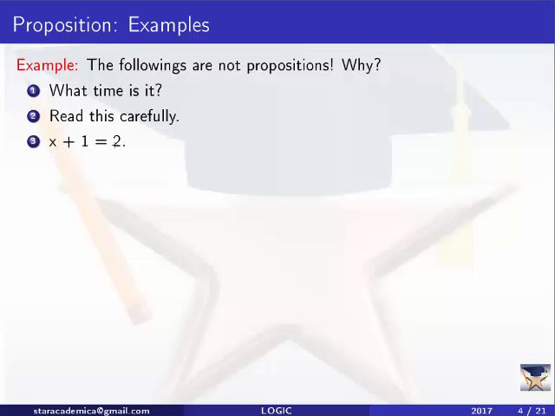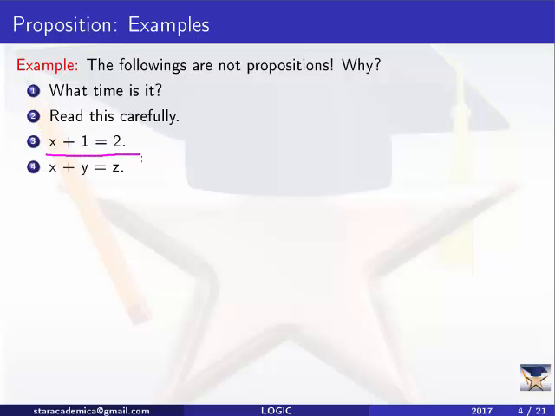x plus 1 is equal to 2. This is not a proposition. Why? Because it depends on x. If x is 1, it is true. If x is 3, it's not true, it's false. So as it is, we cannot say whether this is true or false. So it's not a proposition.